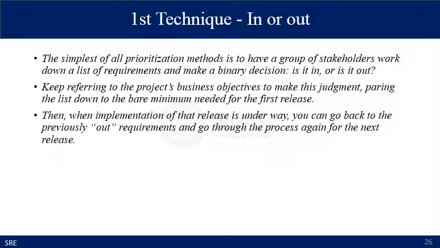So there are different techniques for the prioritization of the requirement, and the simplest of all prioritization methods is to have the group of stakeholders work down a list of requirements and make a binary decision. Is the requirement in or is it out? Keep referring to the project business objectives to make this judgment, paring the list down to the bare minimum needed for the first release. Then when implementation of that release is underway, you can go back to the previously out requirements and go through the process again for the next release.